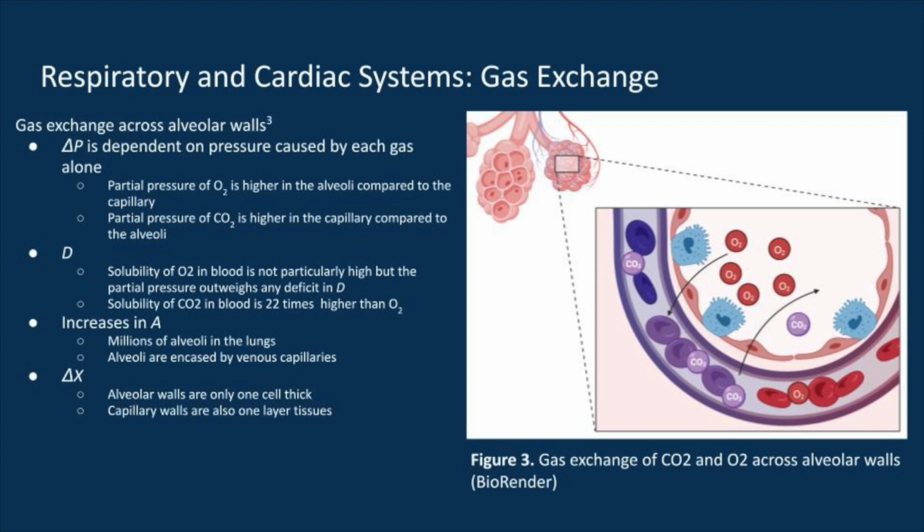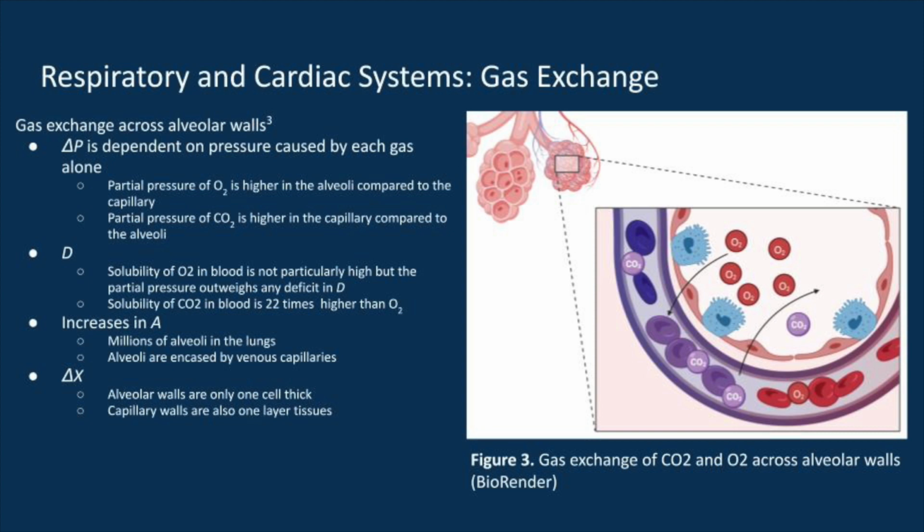When looking at the diffusion of carbon dioxide, the solubility of carbon dioxide in blood is actually 22 times higher than oxygen, so it's very high, which outweighs any issues with the partial pressure gradient of carbon dioxide.